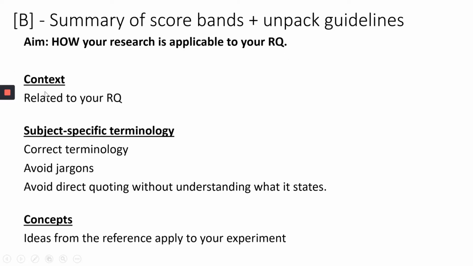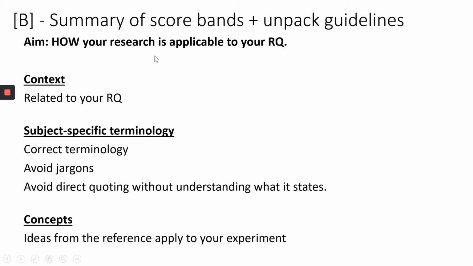First of all, there are three things that you need to watch out for. One is the context. Again, you need to refer back to the context as to why you want to do this experiment. The next part, because it's knowledge and understanding, is subject-specific terminology. You need to use the terminology correctly. The last two parts are very important, and a lot of students overlook them: avoid jargon.